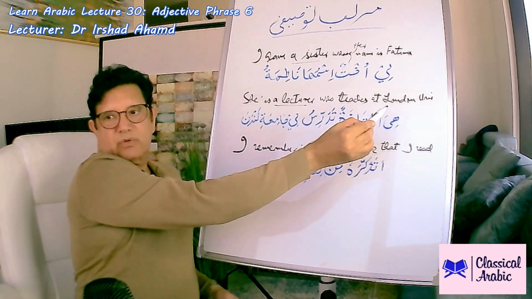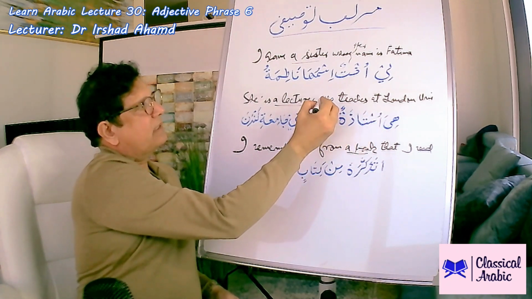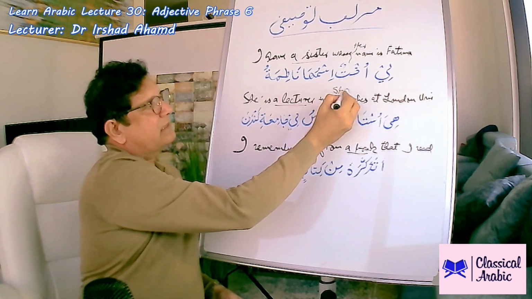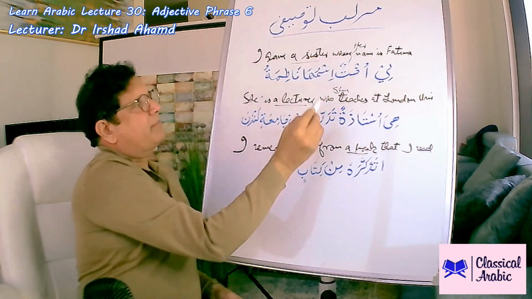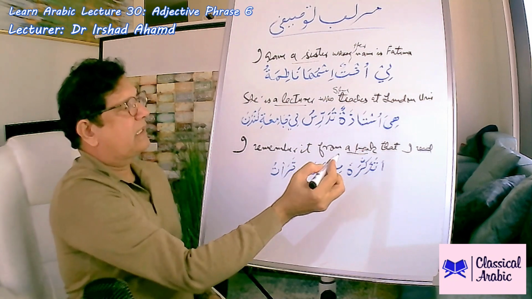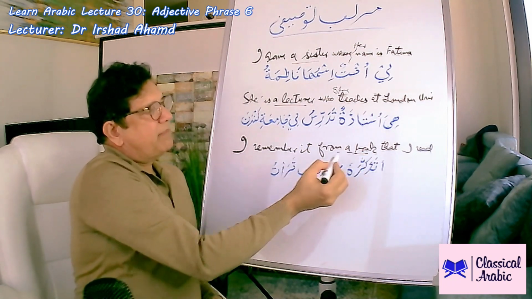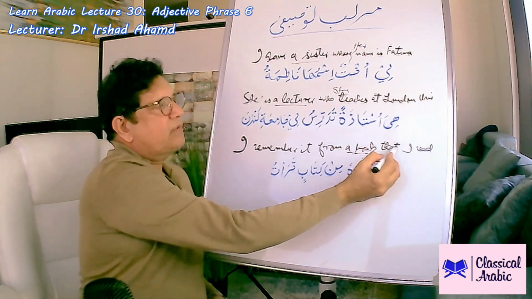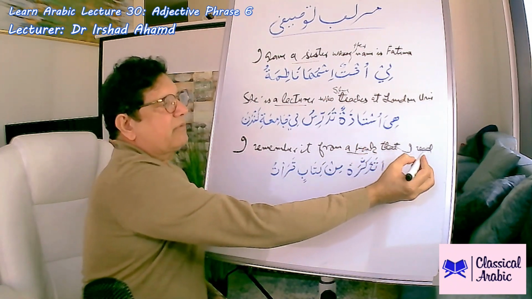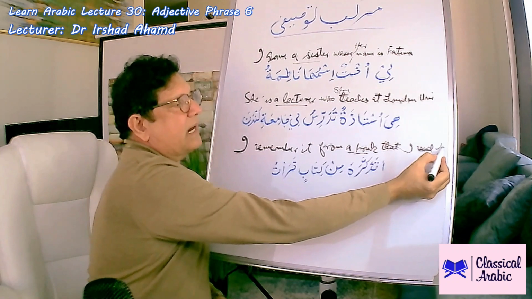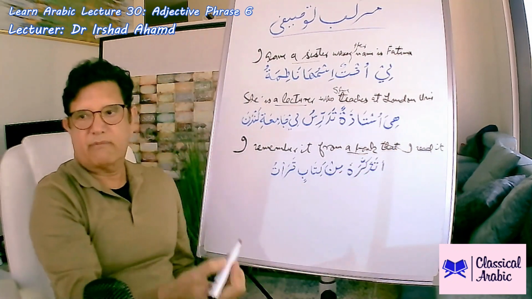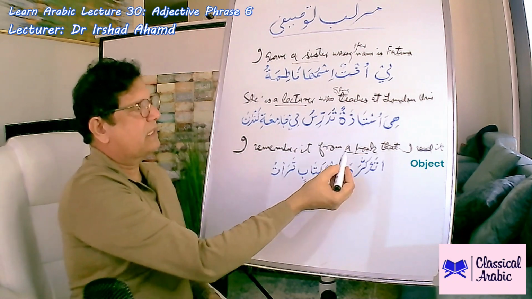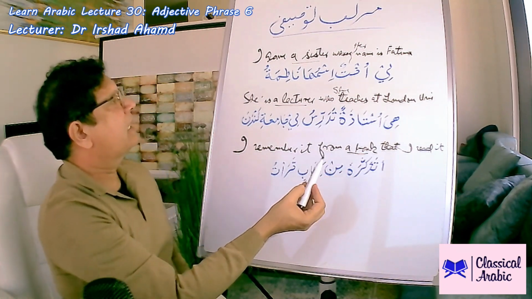Teaches at London University: we're missing a subject here, so we'll add it in Arabic: she teaches at London University. I remember it from a book that I read. It could be a complete sentence, but if we lose the connecting word in Arabic, then we'll be missing our object here. I read it. What did I read? I read it from a book, which is in the first half of the sentence.